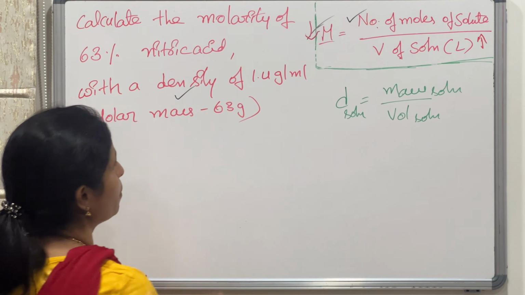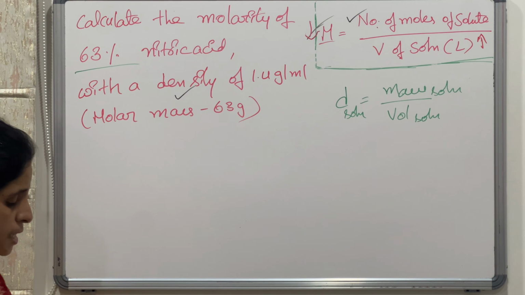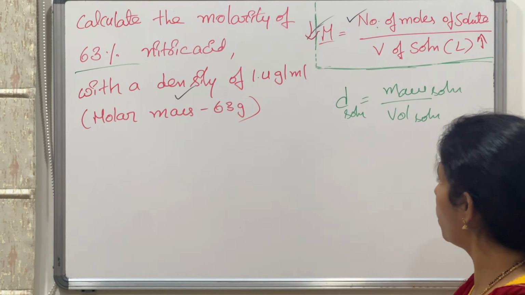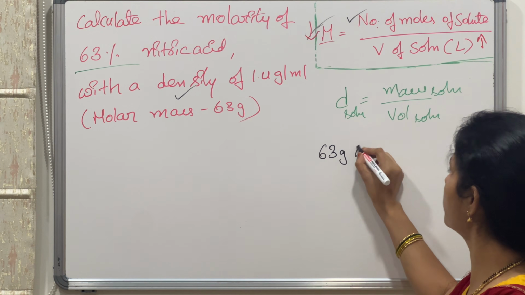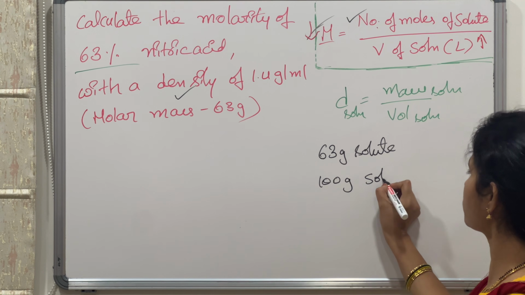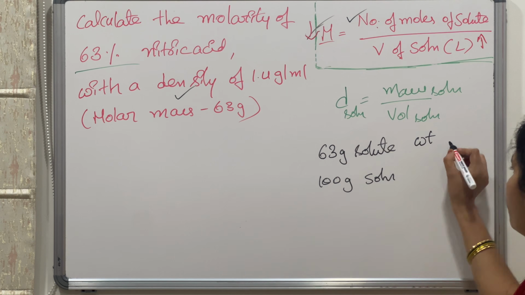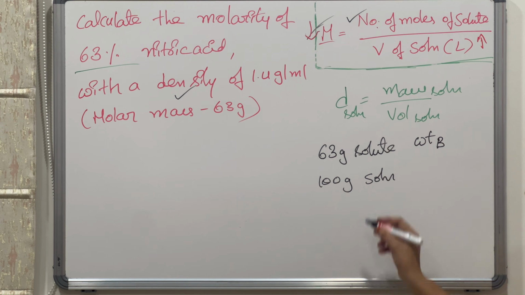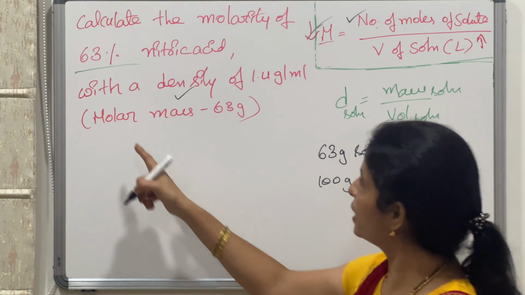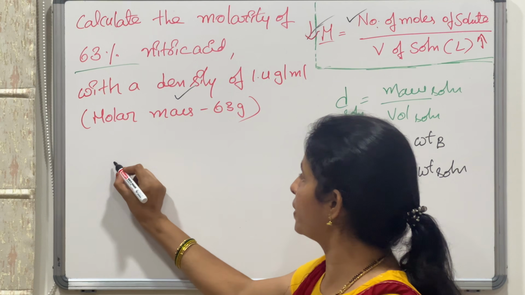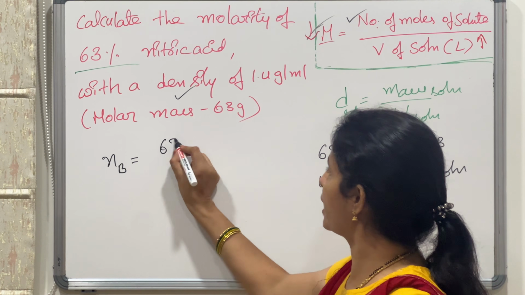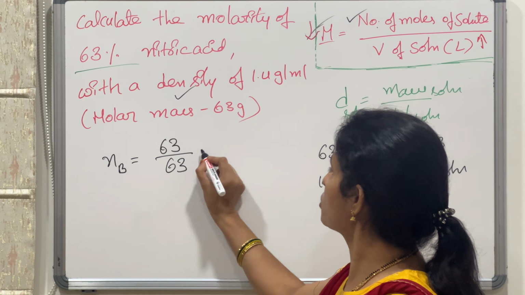And here number of moles of solute. For that he has given 63% nitric acid. So 63% nitric acid means what? Here 63 grams of solute dissolved in 100 grams of solution. So it is the weight of B because it is a solute, and here it is the weight of the solution. Okay, and number of moles of the solute, number of moles of B, is equal to weight 63 divided by molecular weight 63. So this will be 1.